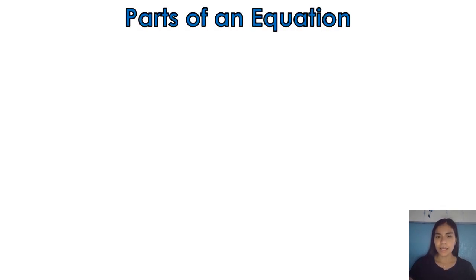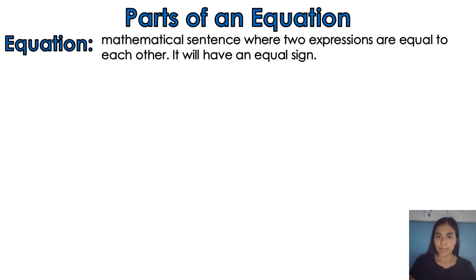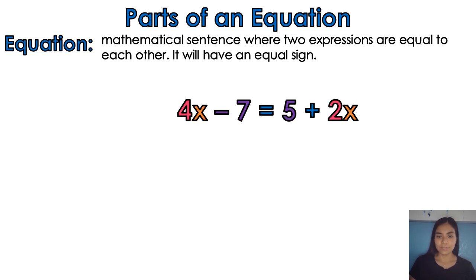All right, so we're going to be talking about the different parts of an equation. So let's first start off by defining what an equation is. An equation is going to be defined as a mathematical sentence where two expressions are equal to each other. You know you have an equation because there's going to be an equal sign. So here's an example: 4x - 7 = 5 + 2x. So there's that equal sign, so we know it's an equation.